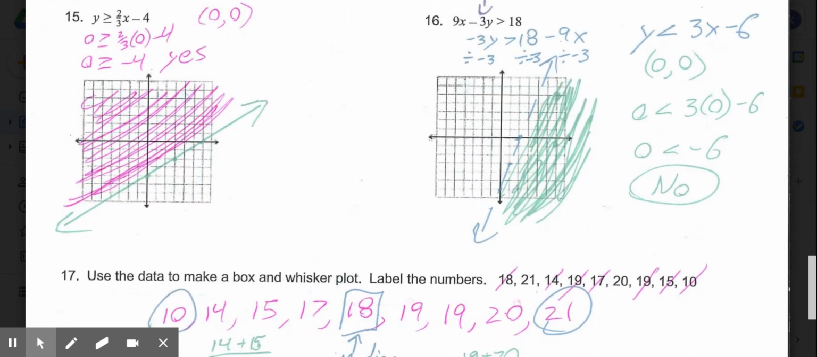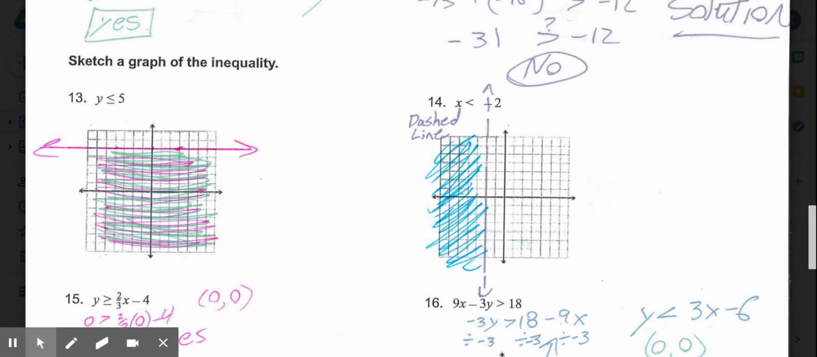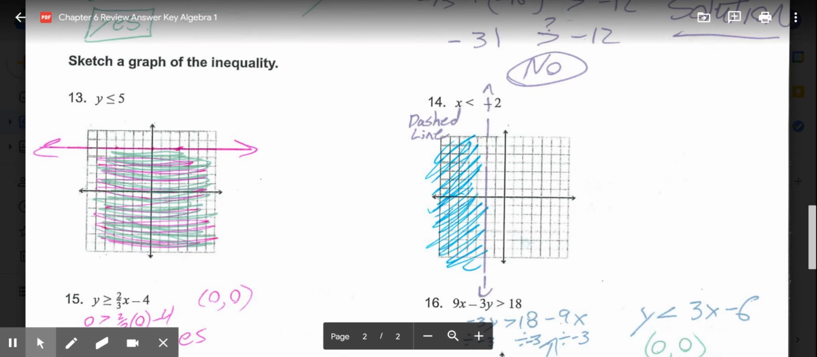13, 14, 15, and 16 are all graphing inequalities. So in this case, we're not using the number line, we're using a coordinate plane to graph. If we have y is less than or equal to 5, if we were to graph the line y equals 5, it would be a horizontal line at 5. Because it's or equal to, we have a filled in line. Then the value's less than or equal to 5. So anything below this line is less than 5, so we would shade below the line.